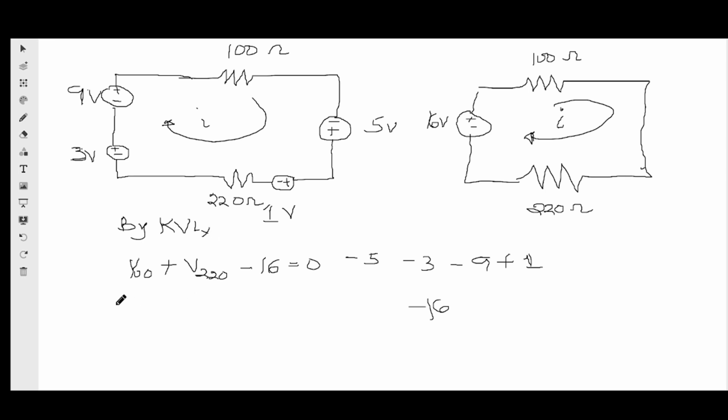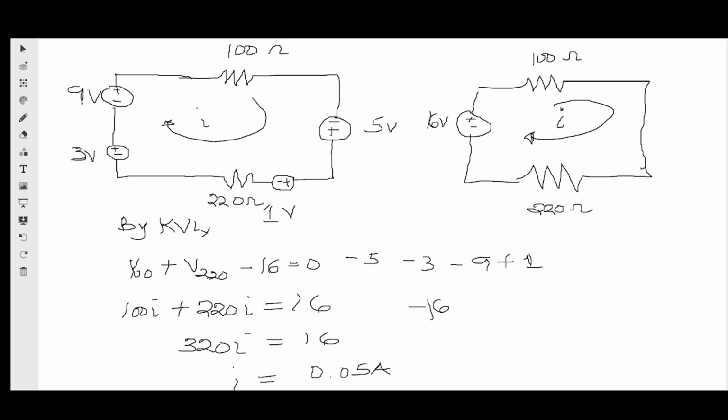So what is V100? V100 by Ohm's law is current times resistance. So what is that? 100 multiplied by I. The current moving through the 100 ohm resistor is I. What is the voltage on 220? That's 220 multiplied by I. 220 I, and if you bring 16 to the other side, that will be 16. So if I add that together, we have 320 I equals 16, and therefore I will be equal to 0.05 amperes, which I can still write as 50 milliamperes. That is very, very straightforward. I hope you understand that.